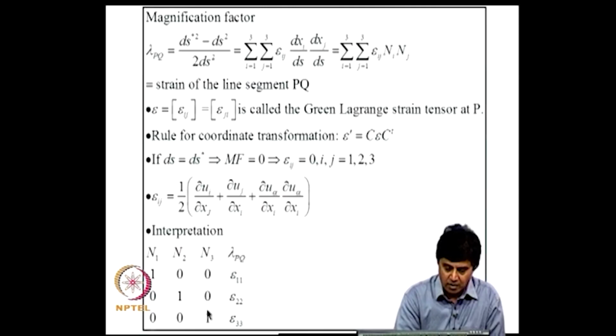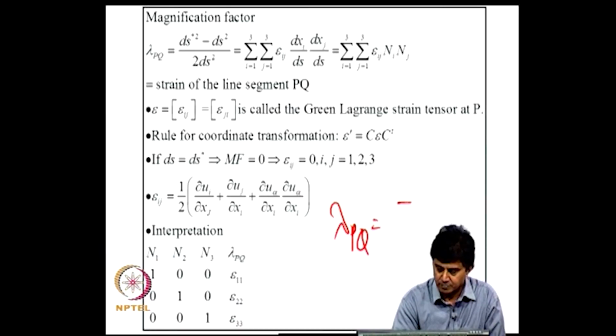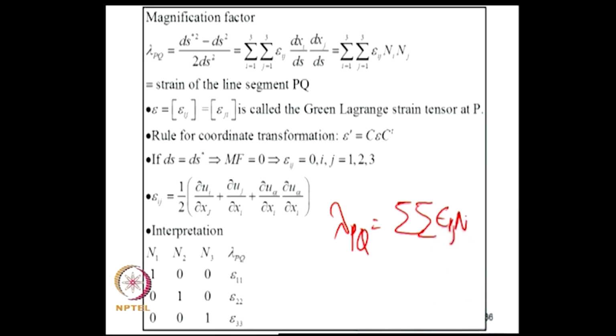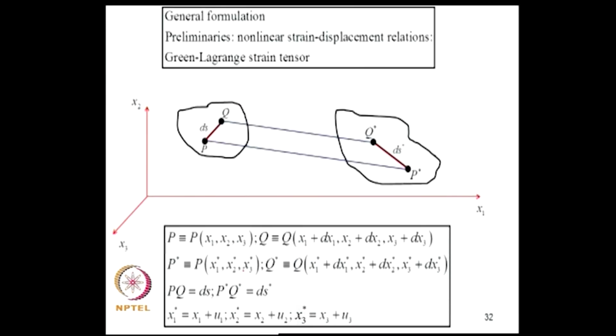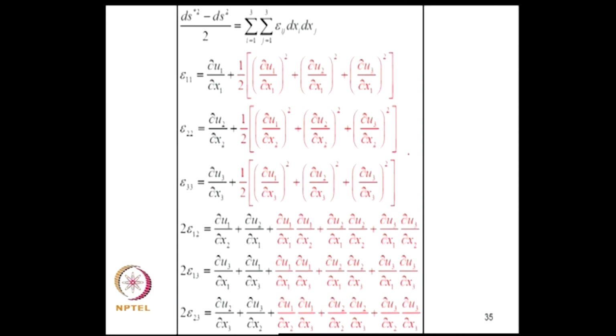Now, let us focus on this expression for lambda pq. If I take n1 to be 1 and n2 to be 0 and n3 to be 0, on the right hand side I will be left with only one term, which is epsilon 1 1. So, what it means is, if you take a line segment which is parallel to the x axis, epsilon 1 1 represents the magnification of that line element due to deformation. That is the definition of strain that we are interested in.